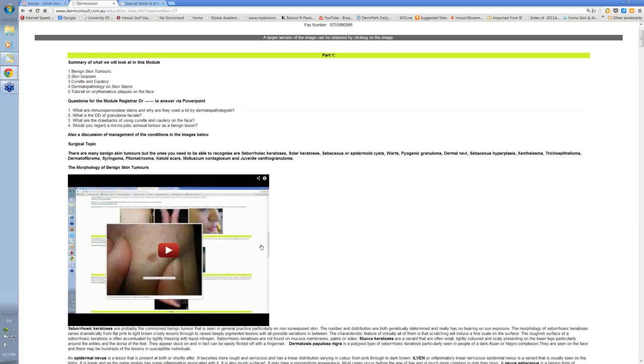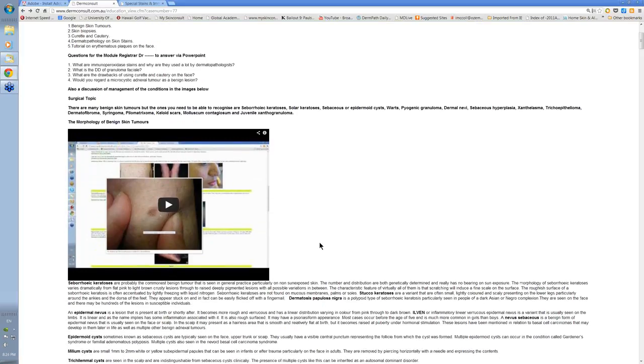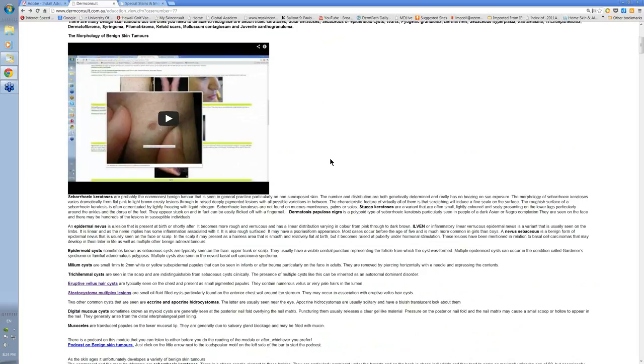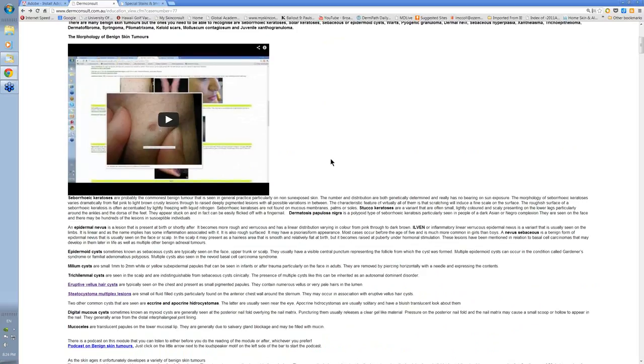This lecture here basically goes over the images that were in the diploma module on benign skin lesions. So it's a quick overview of most of the images that you're going to see. It's worth having a little look at. You're going to see a lot of benign skin lesions, just in general, in ordinary practice, examining patients.